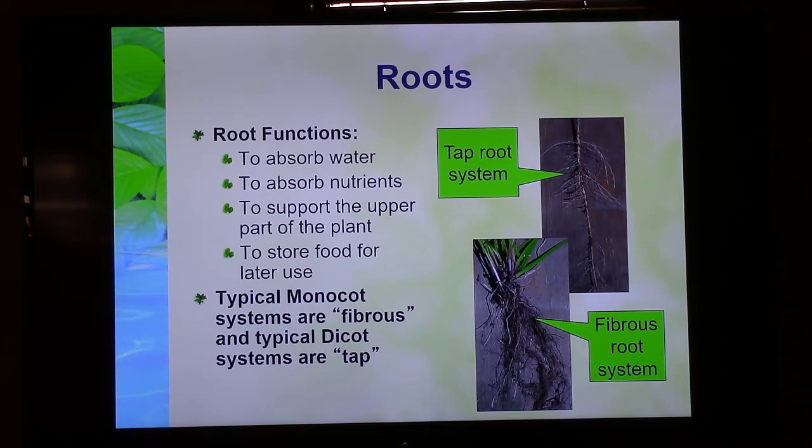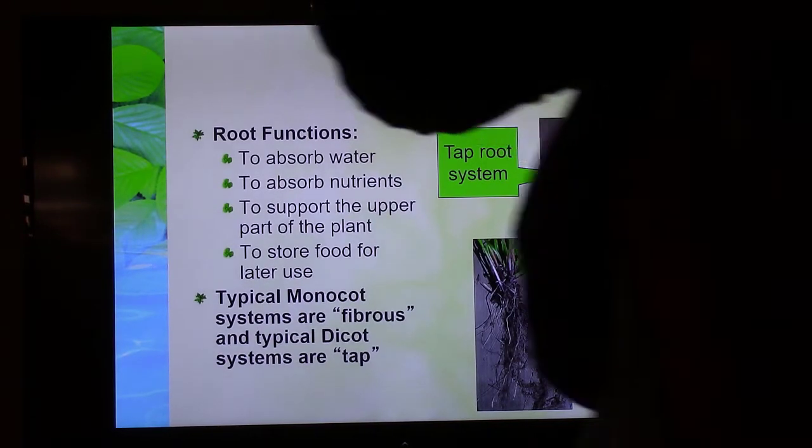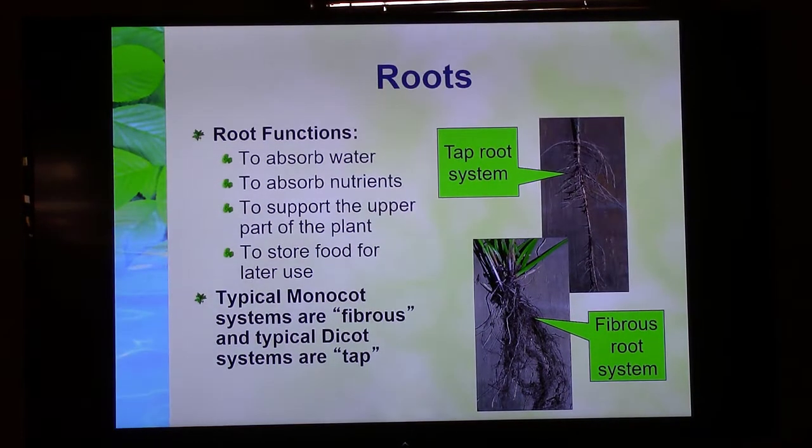In general, on the average, if you pull up a monocot plant, you're going to see a mass of roots, and no one of them looks way bigger than any of the others. Call that a fibrous root system. If you look at your onion, there's a whole bunch of little roots all about the same. That's a fibrous root system.